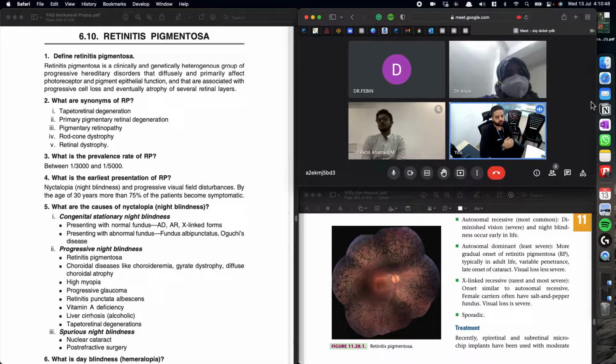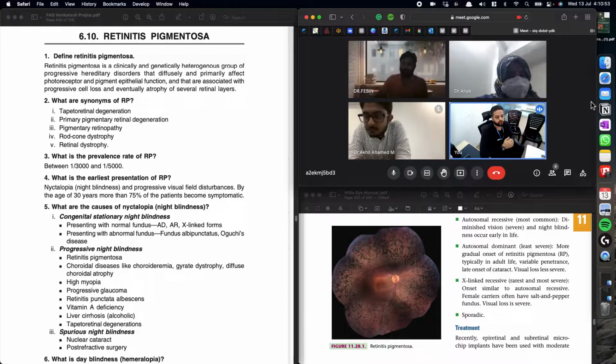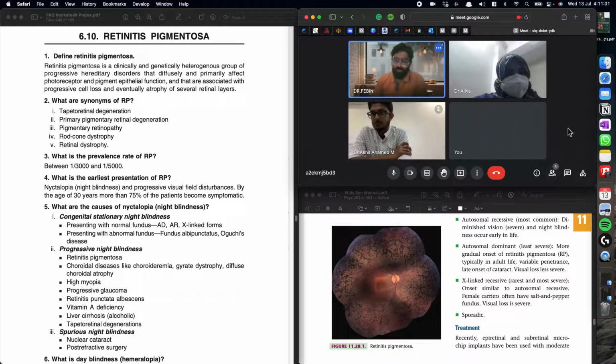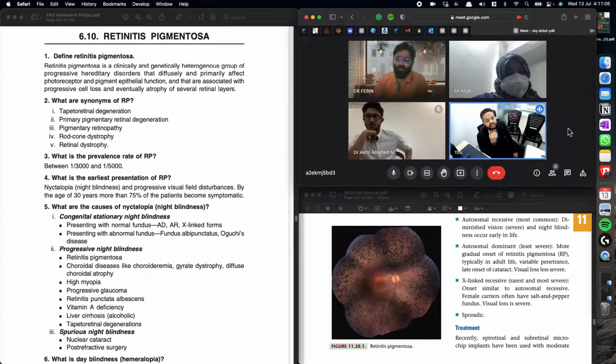Fabian, would you like to mention a few signs looking at this image? So you both had mentioned something called bony spicule. Would you elaborate on that sign a little bit? So there is hyperpigmentation in a bony spicule configuration in a perivascular pattern in the paracentral and peripheral retina. Okay, that would be your most important sign. That is the most pathognomonic for RP, like most of you have noted.